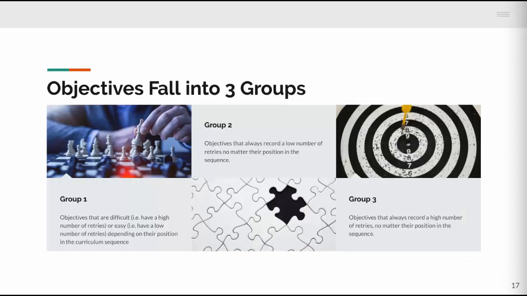Group 1 objectives are difficult, that is, they have a high number of retries, or easy, that is, they have a low number of retries, depending on their position in the curriculum sequence. While Group 2 objectives have a low number of retries no matter their position in the sequence. Group 3 objectives have a high number of retries no matter their position in the sequence.